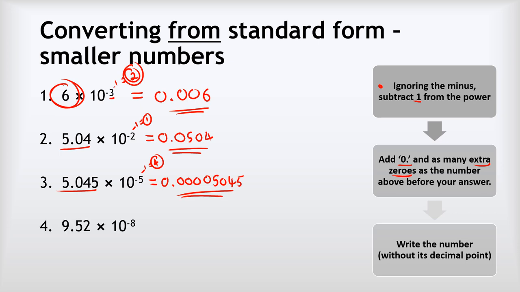And finally, what about 9.52 times 10 to the negative 8? Well, start by working out the number of zeros at the beginning. So 8, take away 1, equals 7. So we're going to go 0 point, followed by another 7 zeros. So 1, 2, 3, 4, 5, 6, 7. And then lastly, we're going to write in our number without its decimal point. So just 9.52 like that. And that's it. Bish, bash, bosh.